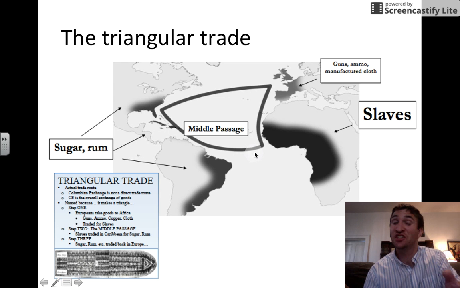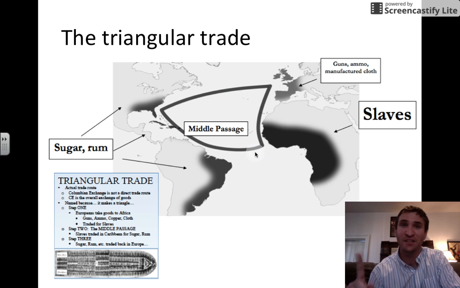The Columbian exchange, meanwhile, is not a specific trade route. It's just the general transfer of food and goods and ideas and diseases and people, as we'll learn shortly. So that's the difference between the triangular trade and the Columbian exchange.